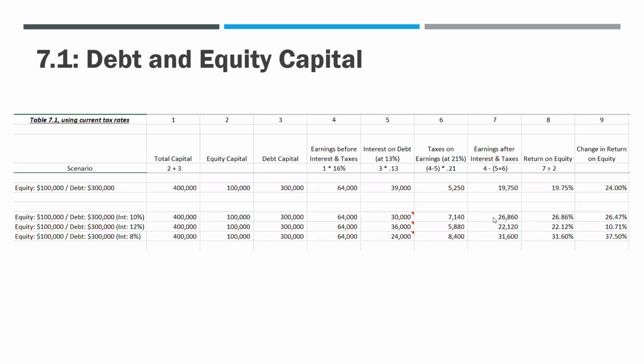Our earnings after interest and taxes, the lower our interest rate is on the same amount of debt, the less interest we pay, the less interest expense, the more net income is. So we have a higher value for our numerator in the formula, and the denominator stays constant at $100,000 of equity. And I'll post this spreadsheet up into our week 9 folder as well.